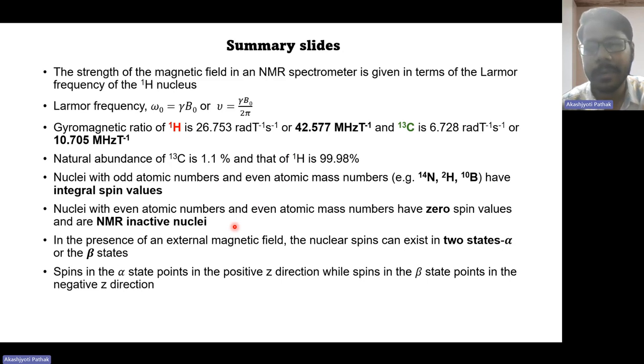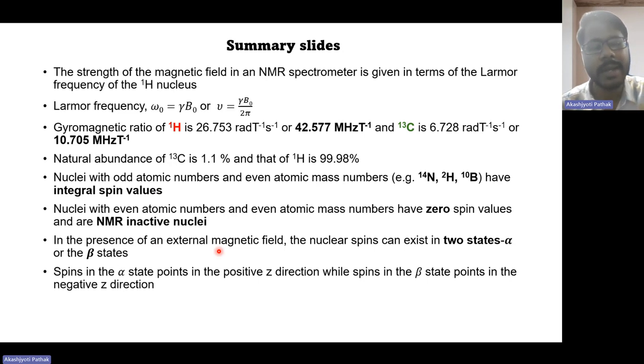So if the spin quantum number is 0, then the nuclear magnetic moment will also be 0. So these are the two cases. While for other cases, if the atomic number and mass number are both odd, then we will have half integral multiples, and so on. So this is what I was explaining.